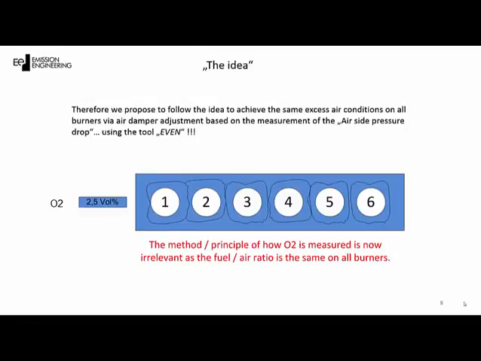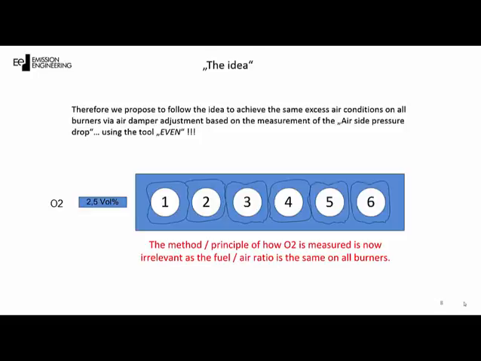The idea is, if you can make, in a way that we'll explain shortly, the fuel-to-air ratio the same on each burner, then it doesn't matter where exactly your oxygen analyzer is located, because all the burners will produce the same amount of excess oxygen, in our example, 2.5 volume percent. Probably everybody will agree with this idea.